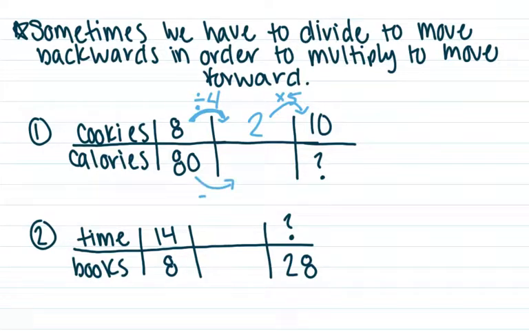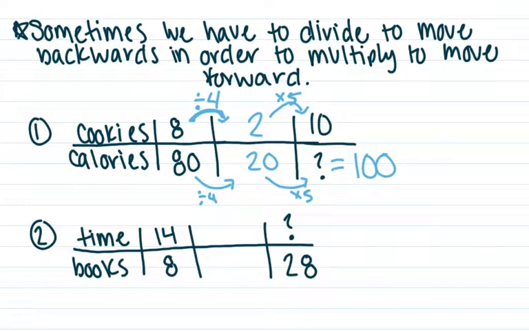So 80 divided by 4, let's see, that is going to be 20. And then 20 times 5 is 100. So that tells me that if I have 10 cookies, that is 100 calories. So again, we can create pathways using division and multiplication, only division and multiplication, to make my numbers equal what they need to equal.